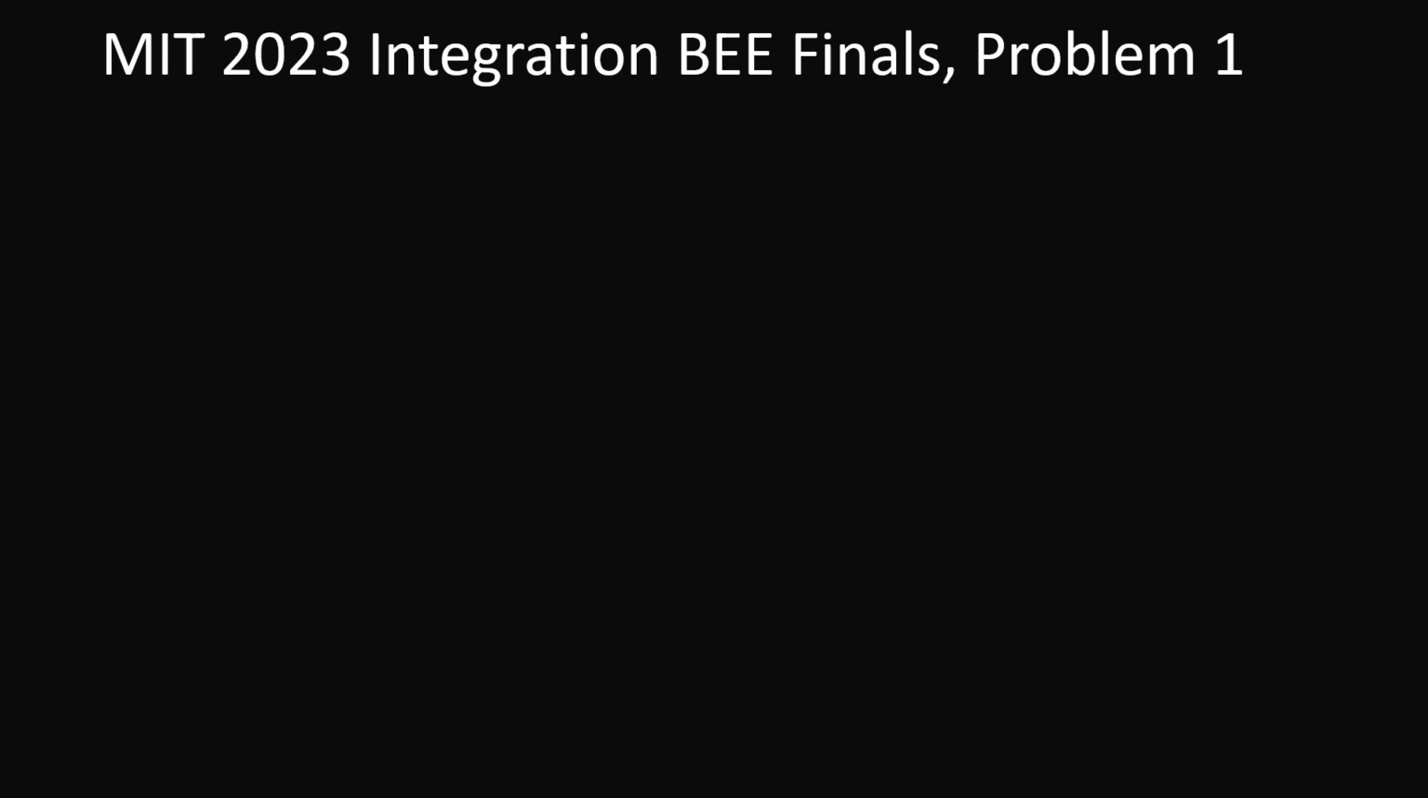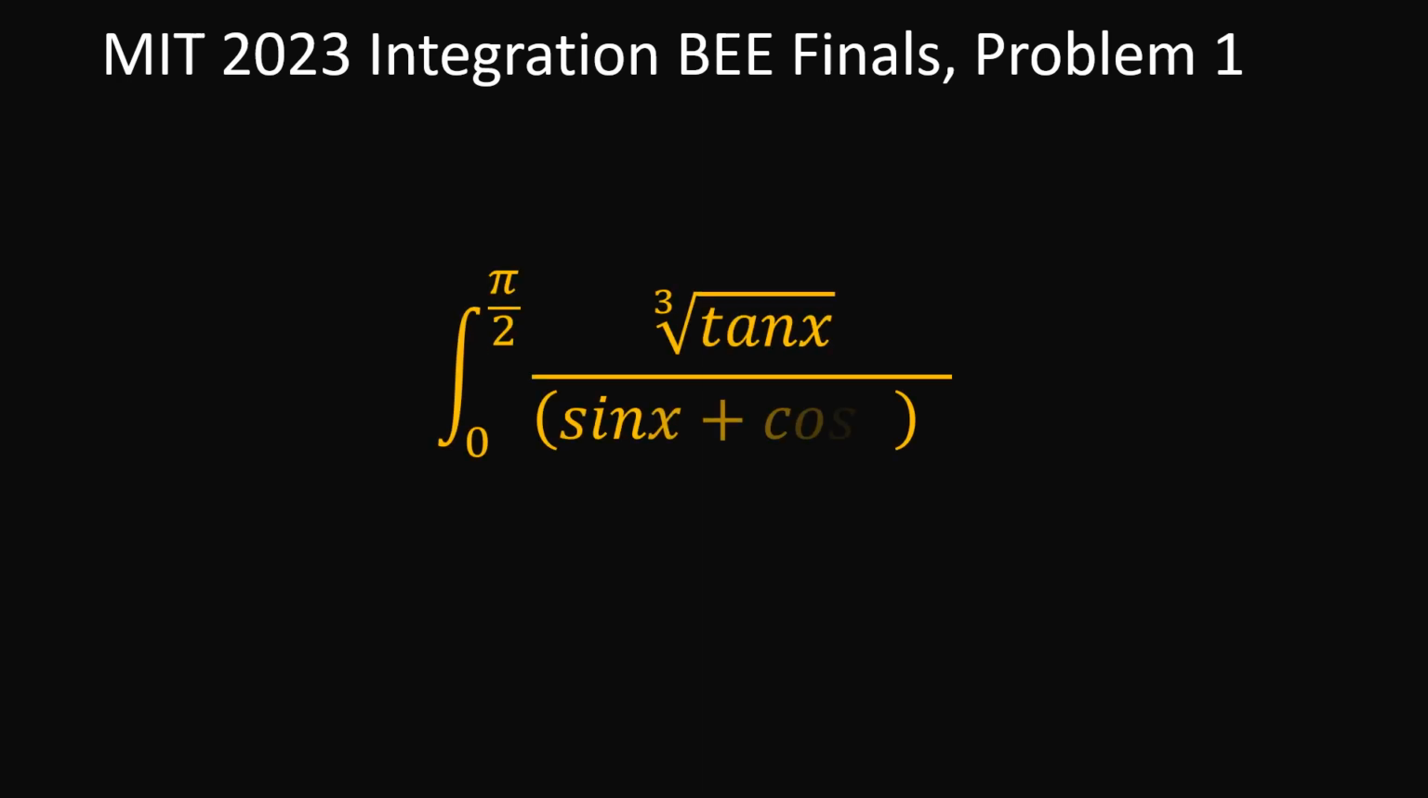This is another very interesting problem from the MIT 2023 Integration B finals, and this was problem number 1. As you can see here, it's the integral of the cube root of tan x over sine x plus cosine x squared from 0 to pi over 2.